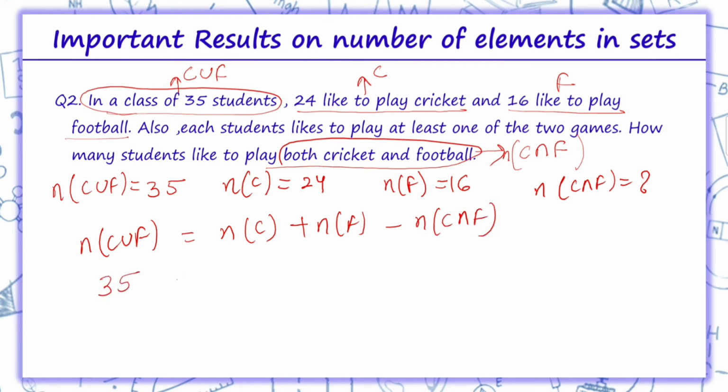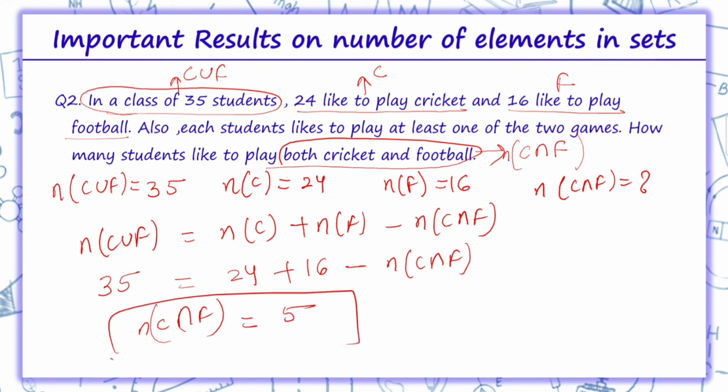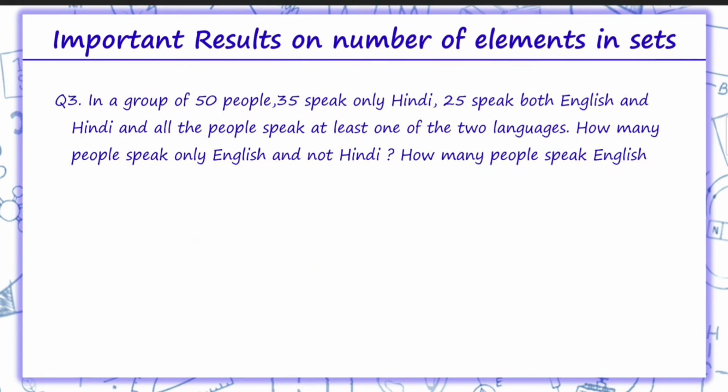So here it will be 35 equals 24 plus 16 minus n(C intersection F). Now we calculate n(C intersection F), and this will be 5. So 5 students like to play both cricket and football. When they say both, we should understand they are asking about the intersection. Coming on to the next question.